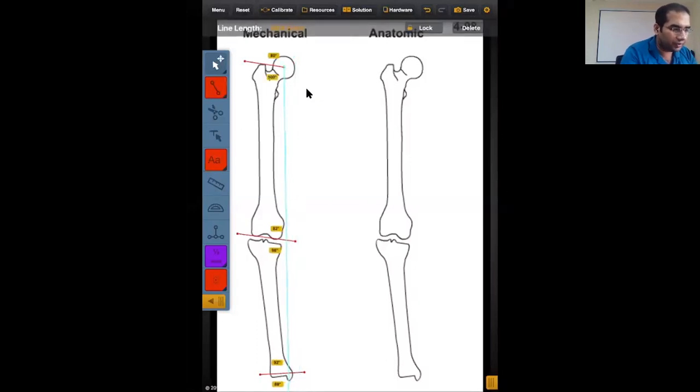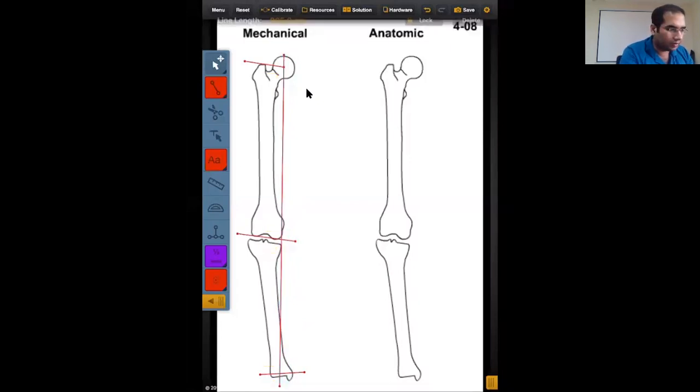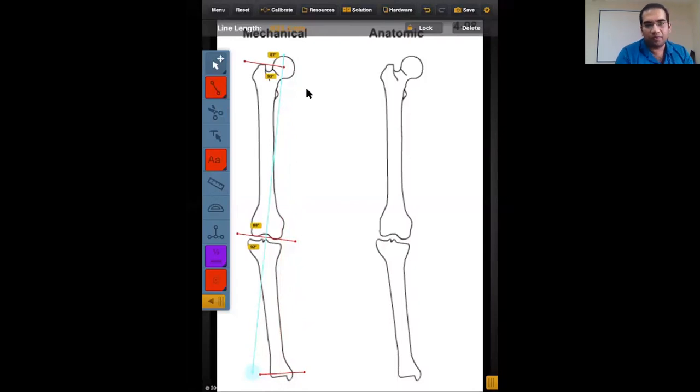Okay, in this scenario, as you can see, it's a varus knee. No need to look any further. And here you can see the lateral distal femoral angle is 88 degrees. So I'm going to quickly jump to the next session.